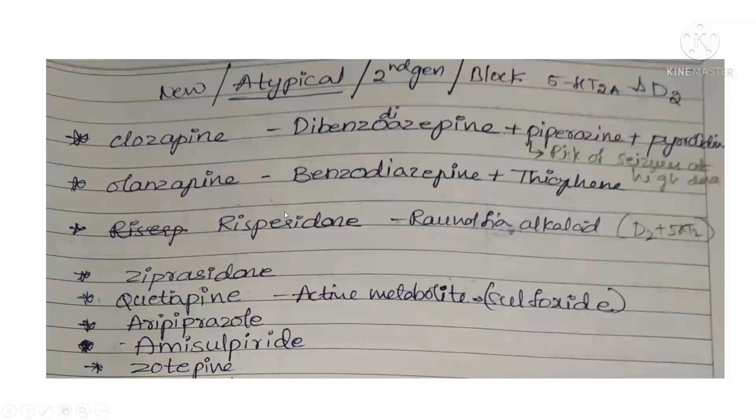Here, clozapine is a dibenzodiazepine, whereas risperidone and sulpiride, these two come under disubstituted benzamides. The pronunciation is amides. These are disubstituted benzamides. Some of these drugs also block adrenergic receptors and histamine receptors, but they mainly block 5-HT2, the serotonin and dopamine receptors.